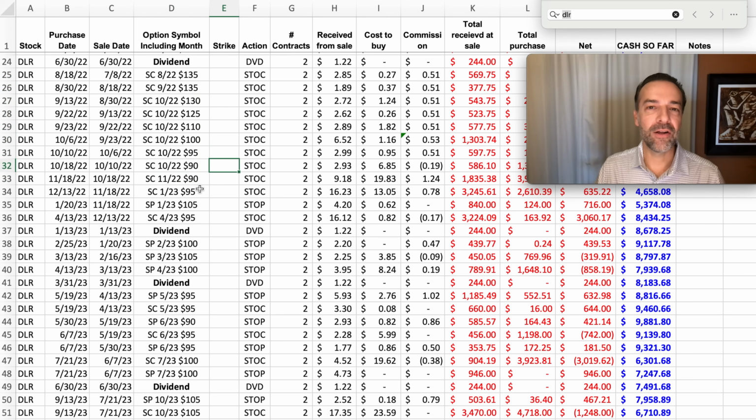Then I believe that DLR, the stock price, began to bottom out. And here's where position sizing is very important. If you've been watching my channel for a while, you know my position sizing. I want to have at most at risk in any one underlying stock like DLR, 5% of my overall portfolio.